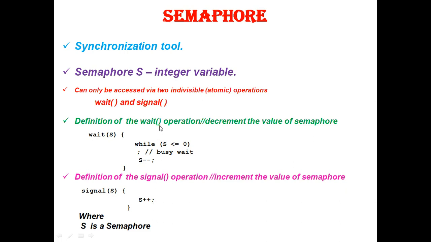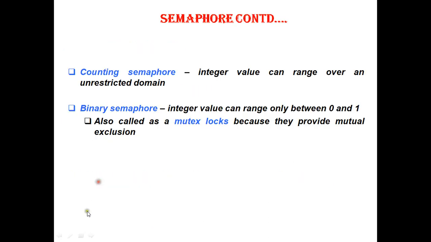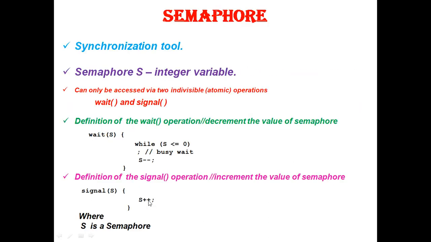So two things to remember. One is that s is a semaphore, which is an integer variable that can be accessed by only two operations: wait and signal. Second, your wait operation will decrement the value of semaphore s, s minus minus. Your signal operation will increment the value of semaphore s, s plus plus.